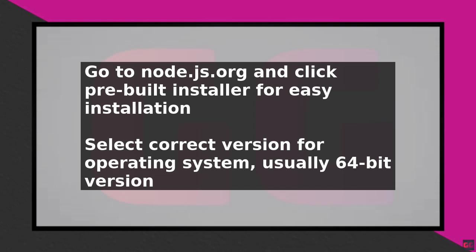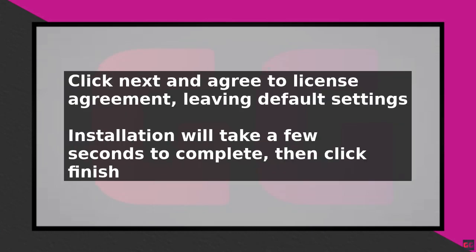Once the download is complete, click on the file to open the Setup wizard, which will guide you through the installation process. Click Next and agree to the license agreement, leaving the default settings as they are. The installation will take a few seconds to complete. After the installation is finished, click Finish and reopen Visual Studio Code to ensure the changes take effect.